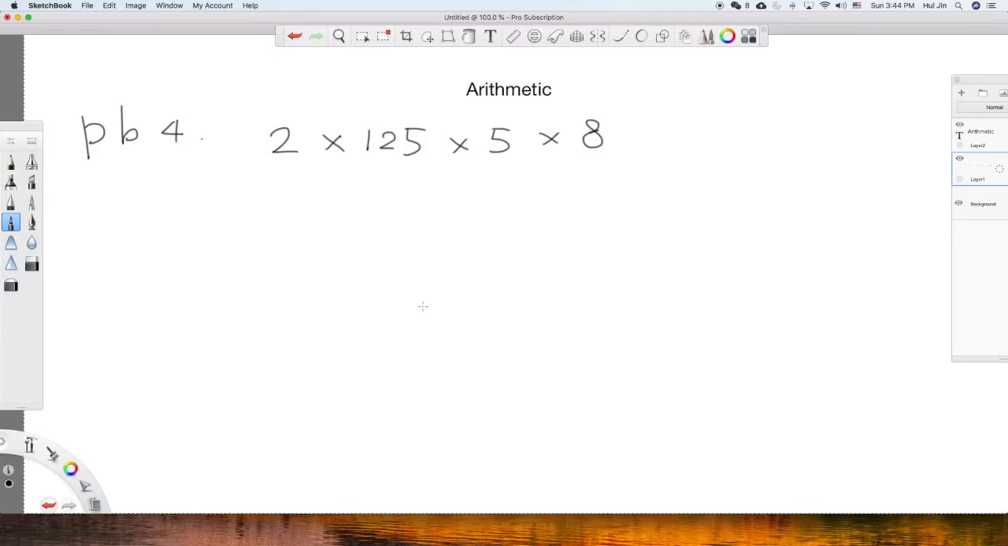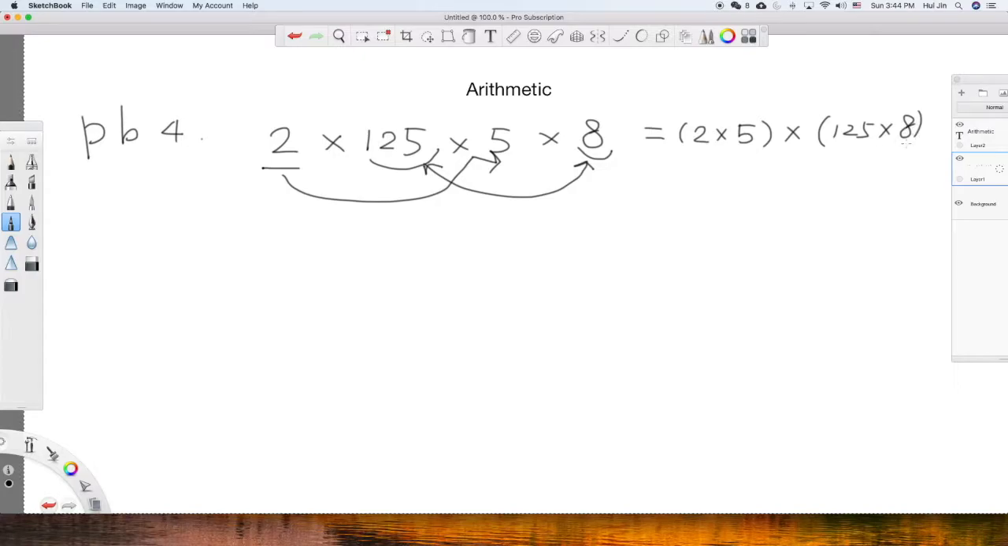And if you're coming back, you recognize 2 times 5 is 10. 125 times 8 is 1000. So this is going to be equal to 2 times 5 times 125 times 8 and equals 10 times 1000 equals 10,000. Simple enough, right? And it uses commutative. I'm moving the order first, and then I use associative.